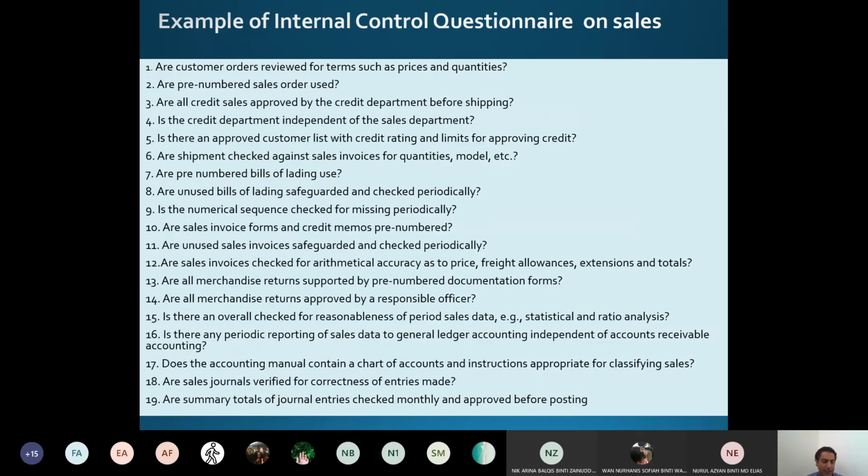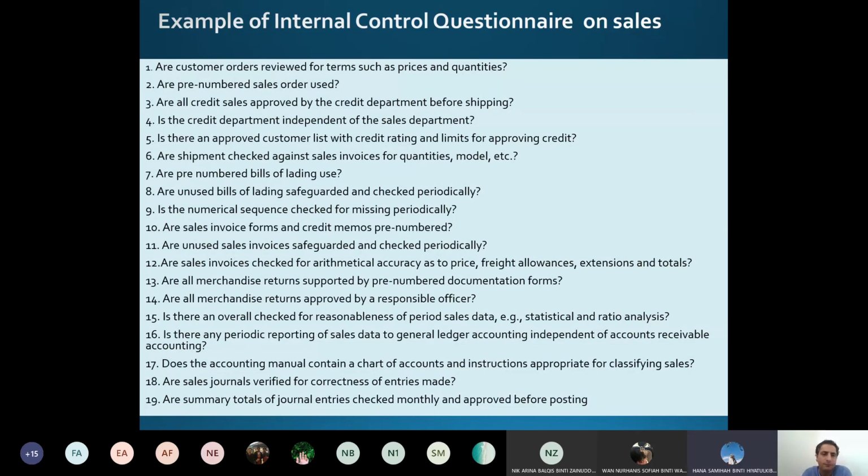So I'm asking each student to read one question, then I will explain. Who will be the first? Hello? Me, sir. Yes, please read the first question.